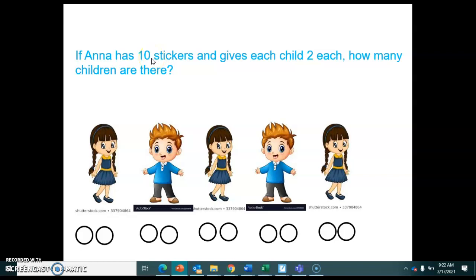This is important as well. If we know our times tables, we should know that if the answer is 10, 2 times 5, or 5 times 2, equals 10. That's why it's also really important that we learn our times tables, because it can really help with our division sums.